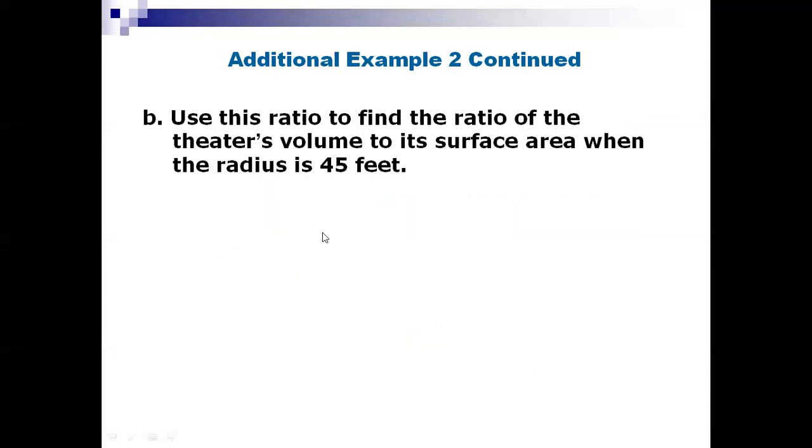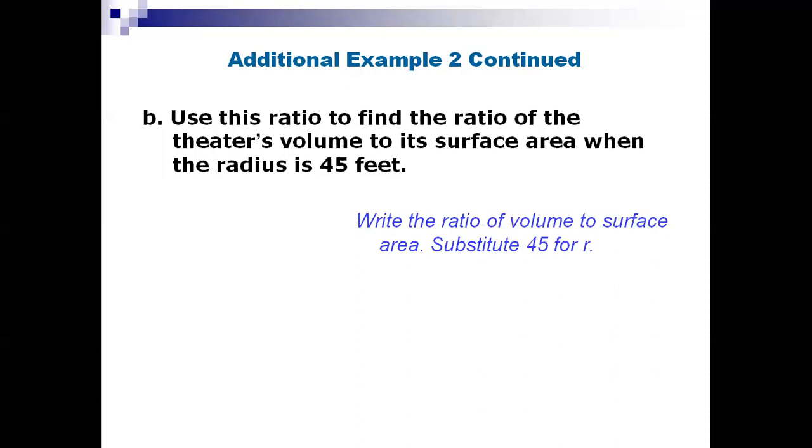Letter B. Use this ratio to find the ratio of the theater's volume to its surface area when the radius is 45 feet. So again, we will use the result that we came up with in A. What was the simplified form of the ratio of the volume of the sphere to the surface area? That was r over 3. Since the radius in this given is 45 feet, simply replace that one.